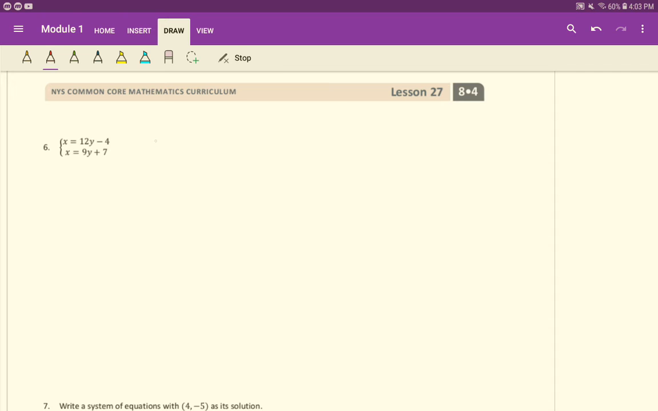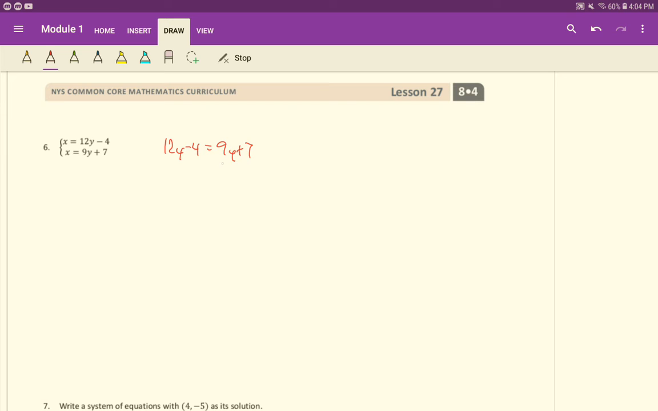Okay, so hopefully you did that, and so we should now see that we're going to take that 9y plus 7 and plug it in for that x right there, because these things are both equal to x, so that means these two things have to equal each other. So 12y minus 4 will equal 9y plus 7, and now we just solve. So again, pause the video, solve the equation.